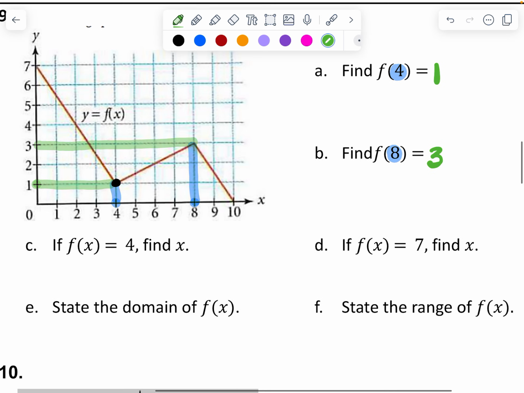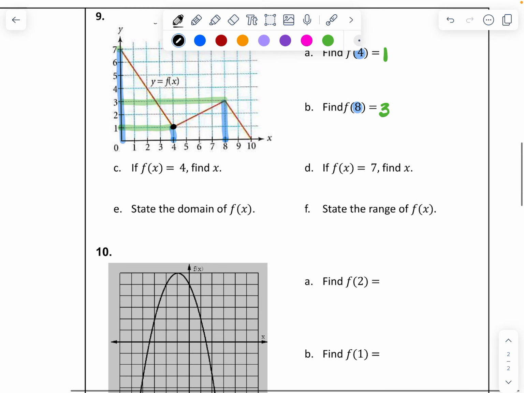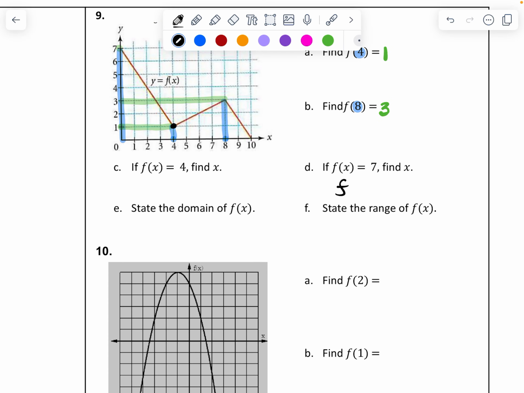If f of x equals 7, find x. So now I'm looking at the y-axis at 7. I'm actually at 0 for x. So x equals 0, or I can write it in function notation that f of 0 equals 7.